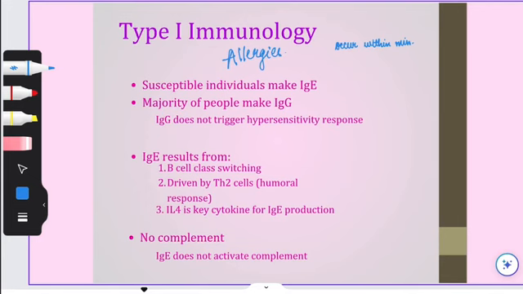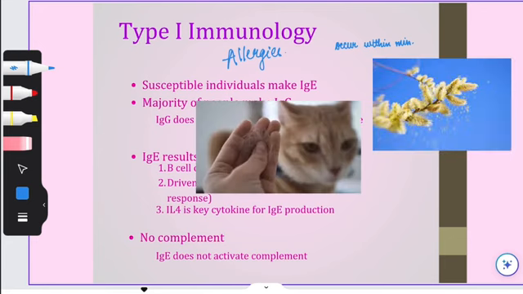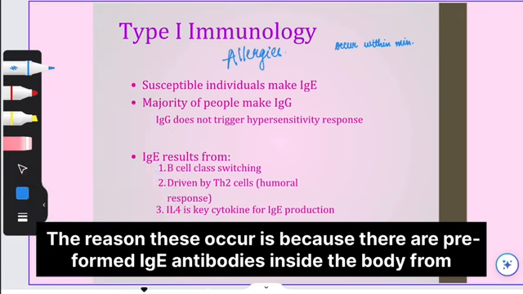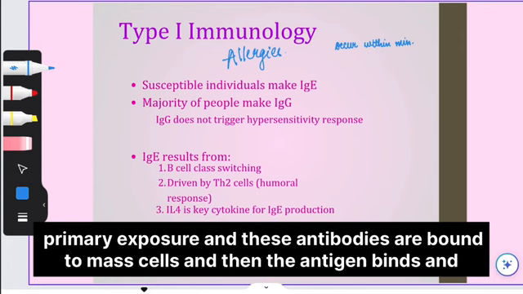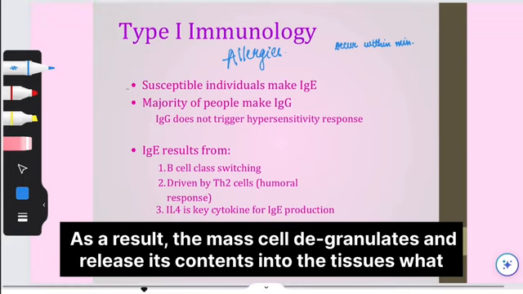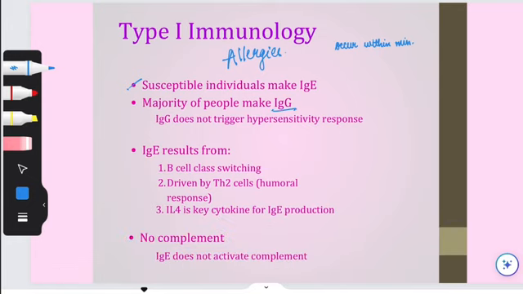Some of the common triggers of type 1 reactions are things like pollen, pet dander, and peanuts. The reason these occur is because there are preformed IgE antibodies inside the body from primary exposure, and these antibodies are bound to mast cells and then the antigen binds and cross-links the IgE antibodies. As a result, the mast cell degranulates and releases its contents into the tissues, which causes the symptoms.